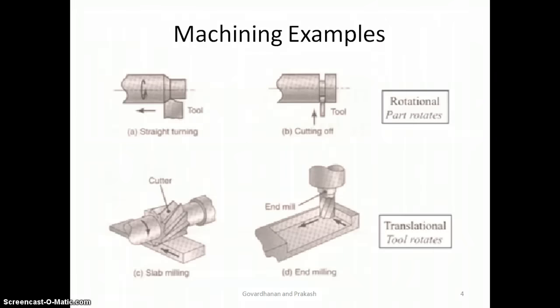Rotational: the part rotates, the tool is stationary. Translational: the tool rotates, the workpiece is stationary. Here in straight turning, it is for a cylindrical workpiece. The tool is held stationary against a rotating workpiece, whereby removal of material occurs. This is a parting off or cutting off operation carried out in the lathe. This is slab milling. This is end milling.